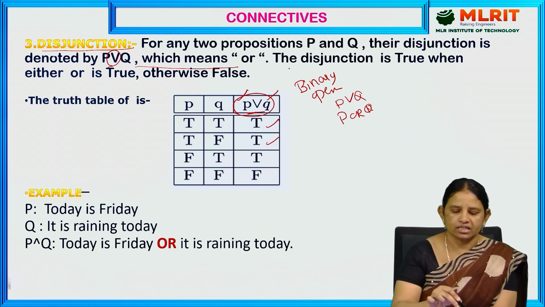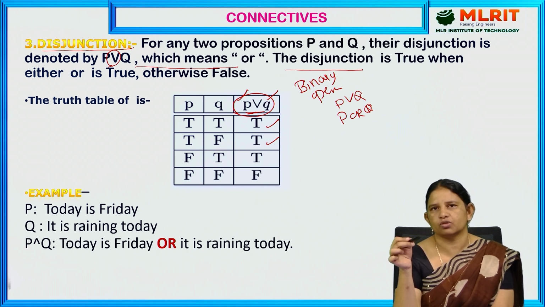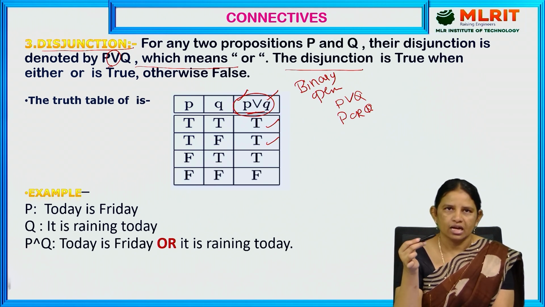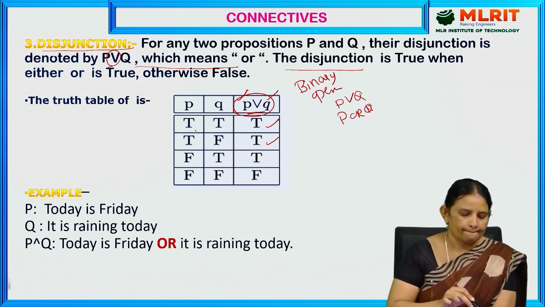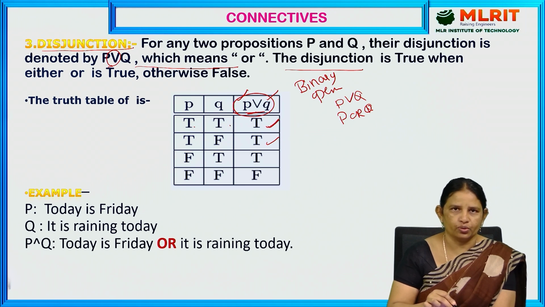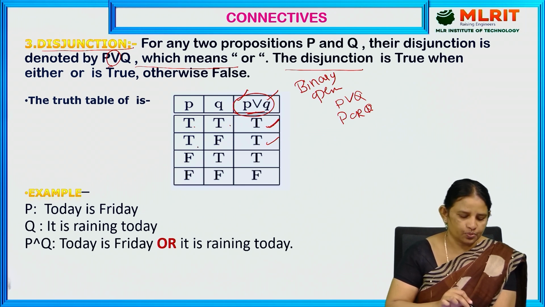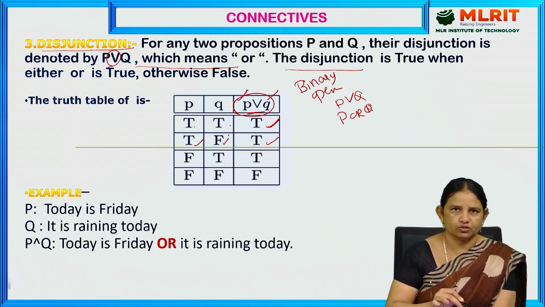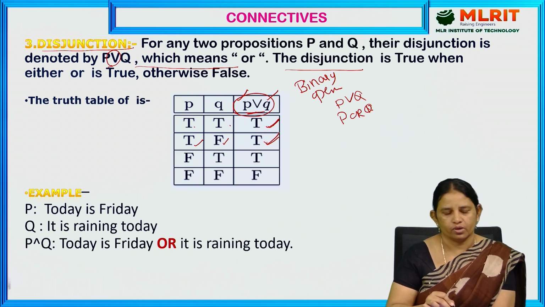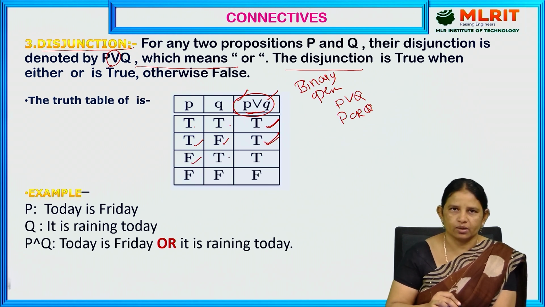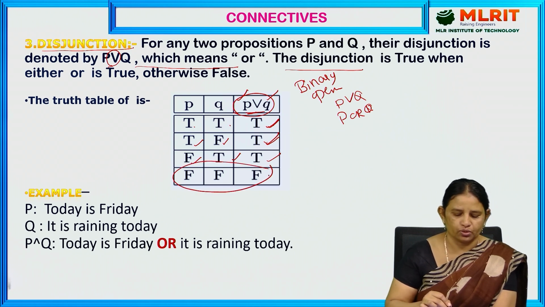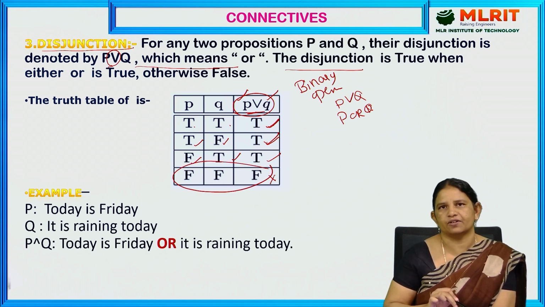When does the disjunction return the false value, and when does it return the true value? Consider the truth table. If both propositions are true, it returns true. If the first proposition is true and the second is false, even then it returns true. If the first is false and the second is true, it returns true. If both propositions are false, then only it returns the conclusion as false. For all the remaining cases, it returns a true value.